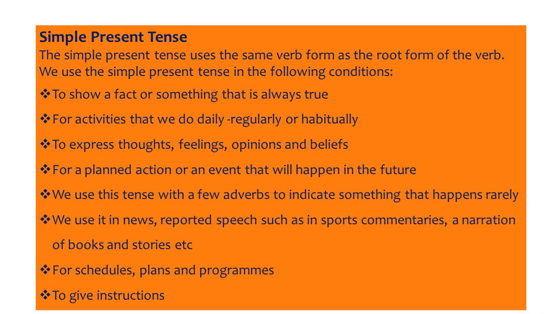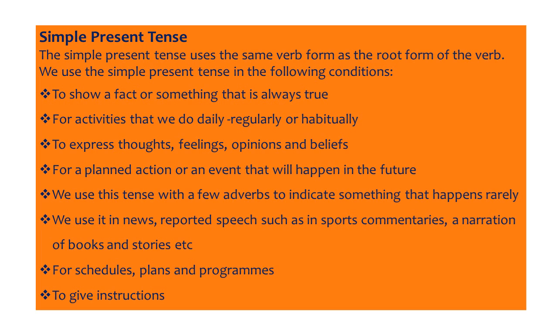Simple present tense uses the same verb form as the root form of the verb. In this simple present tense, when we are using the verb in the sentence, we use the first form, V1. And there are some conditions when we can use the simple present tense. We use the simple present tense in the following conditions. To express what is actually taking place at the present moment. For example, animals eat grass for food.